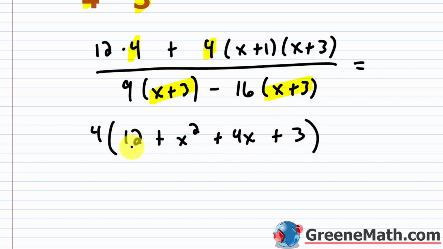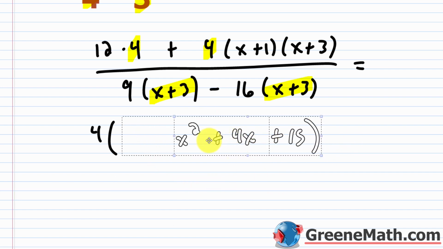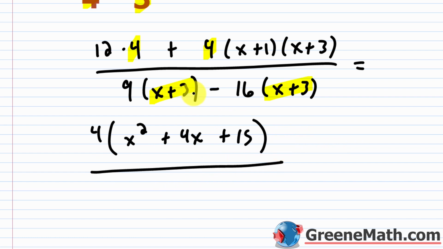So if we simplify here, 12 plus 3 is 15. So let's erase this and put 15 here. Let me just slide this down a little bit so it matches. Let's put this over. Down here, I'm going to factor out this quantity x plus 3. So let's put this out in front.